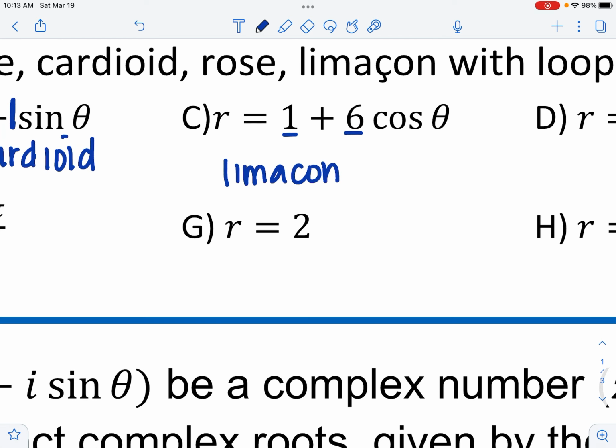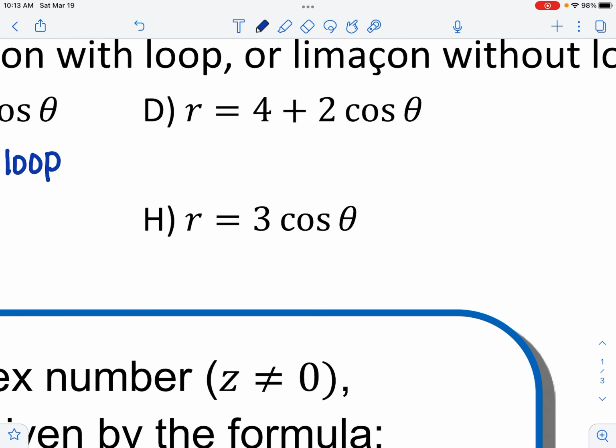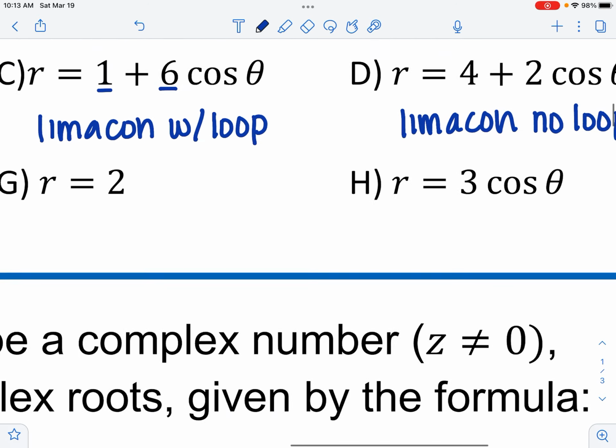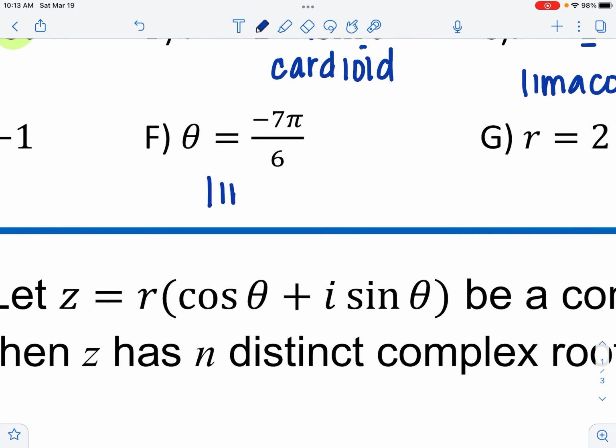Now I need to know if it's with a loop or without a loop. So now we're going to compare A to B. A is less than B, so that is with a loop. All right, looking at this, same idea here. This is going to be a limacon again because we have two different numbers there for A and B. So limacon, now you know if it's with or without a loop. A is greater than B, so A is not less than B, so this is no loop, or without a loop. All right, next one right here, we have r sine theta. Remember, r sine theta is the same thing as y, so this is like y equals -1, so this is a line. Next one, theta equals a number, those are all lines.